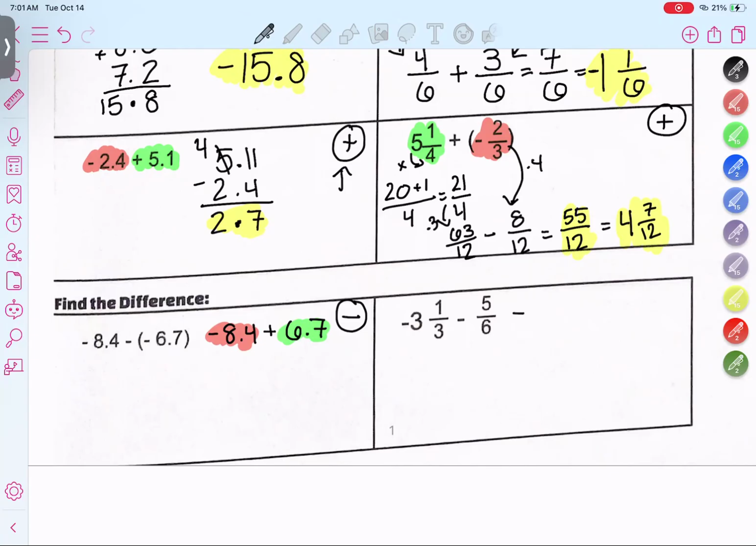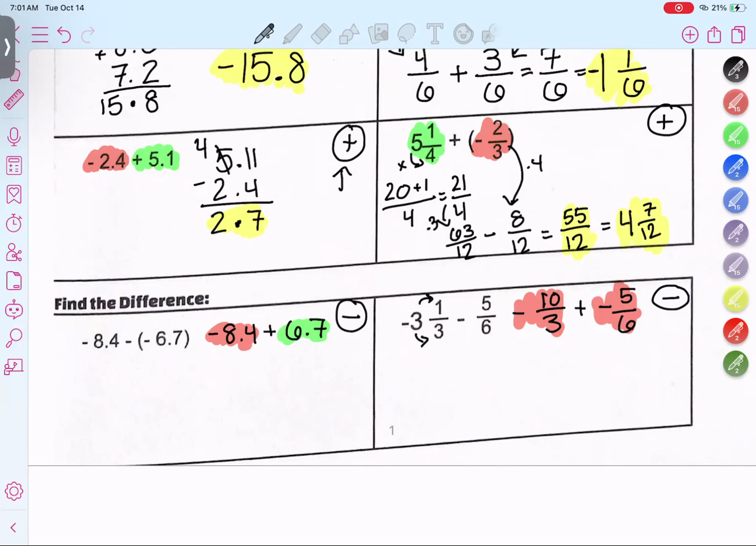Over here, I have a negative 3 1/3, but let's make that into an improper fraction. So remember, multiply by the denominator. So we have 3 times 3, which is 9, plus 1. So we have 10/3, plus a negative 5/6. So we have a negative and a negative. And if I have the same sign, remember you just add them together and keep the sign. So this would be a negative answer. Now that we've decided that, I want you to go ahead and try these two problems.